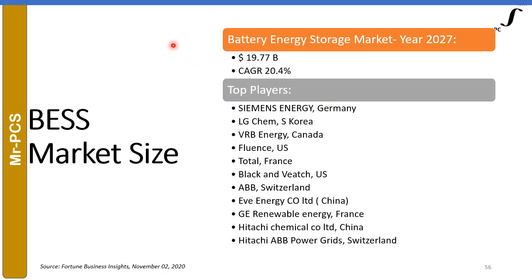As per Fortune Business Insights reports released on 2nd of November 2020, the battery energy storage market size is likely to be $19.77 billion by the year 2027. The estimated CAGR for the time period mentioned is likely to be 20.4%. Some of the top players are Siemens, LG Chem, VRV Energy, Fluence, Total, BNV, ABB, AF Energy, GE Energy Finance, Hitachi Chemical, and Hitachi ABB.